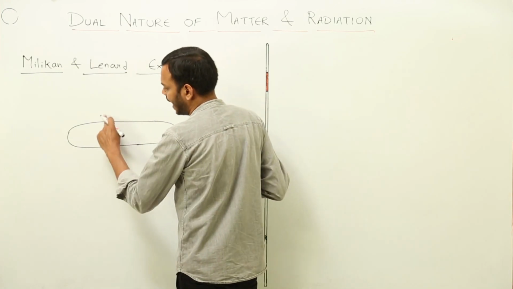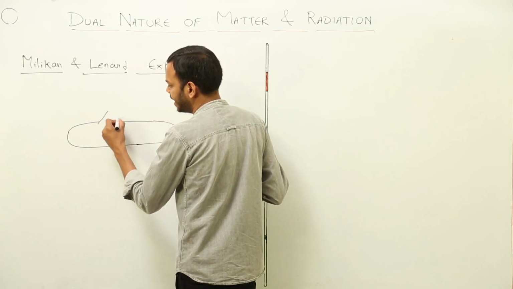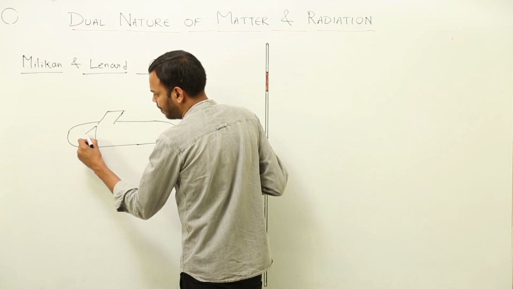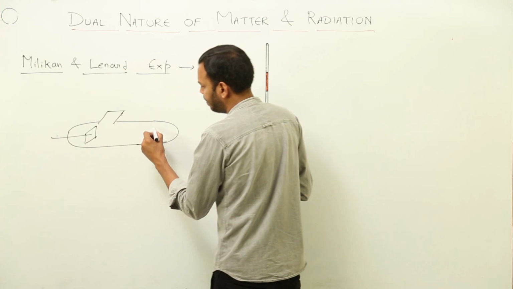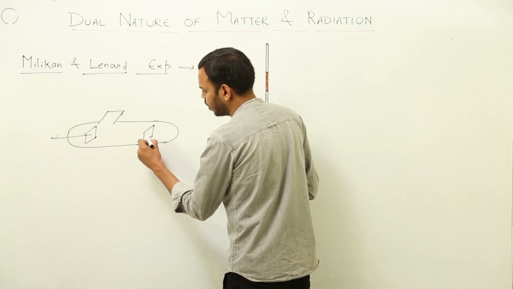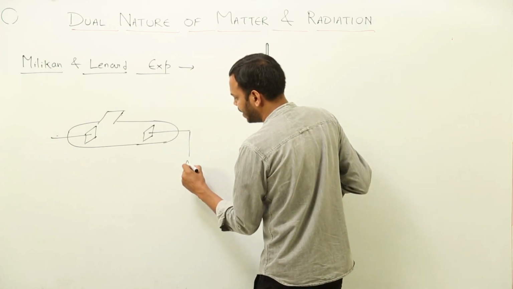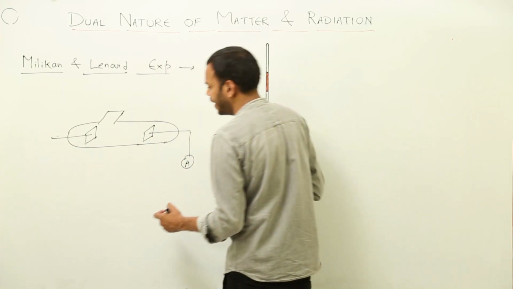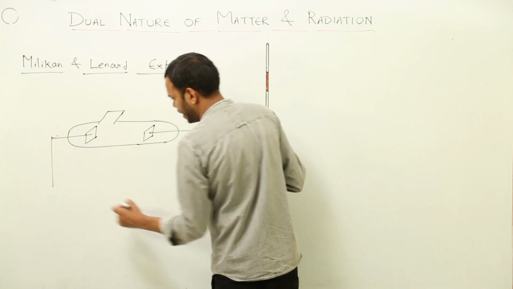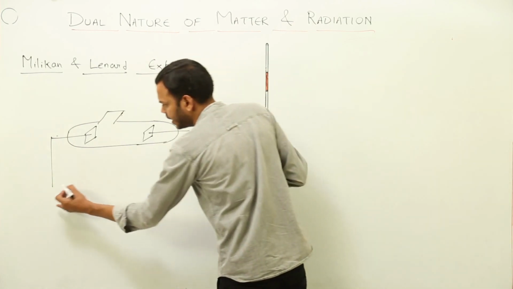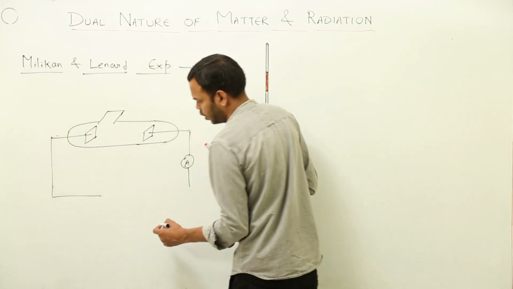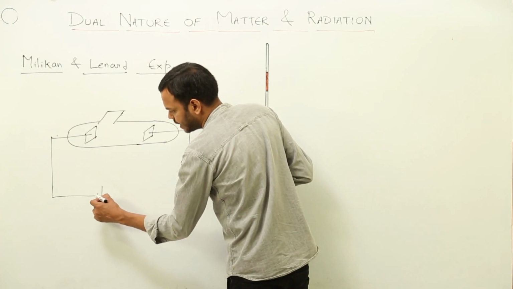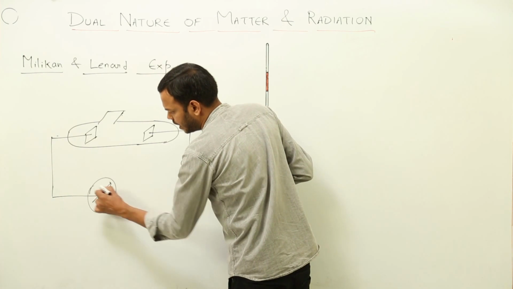This glass tube had an opening for incident light to come in. Then it consisted of metal plate A and metal plate B. Okay? An ammeter here, microammeter, to observe if there is any flow of current, and this setup was connected with the voltage source, which is like this.